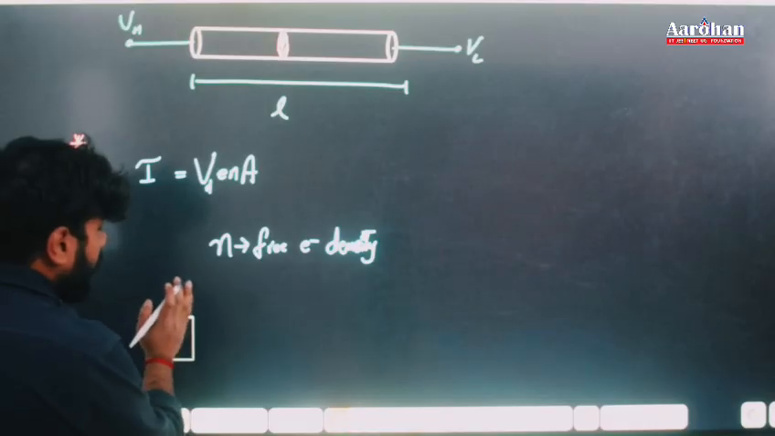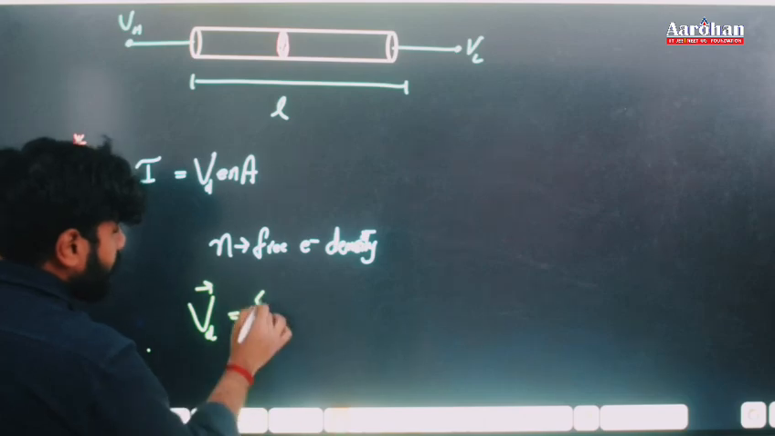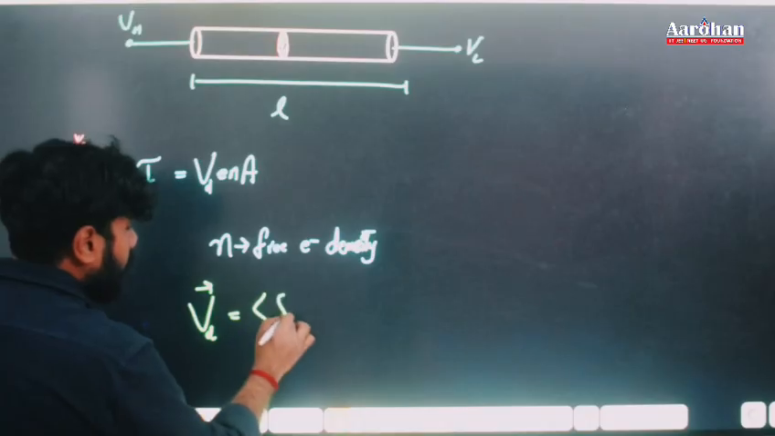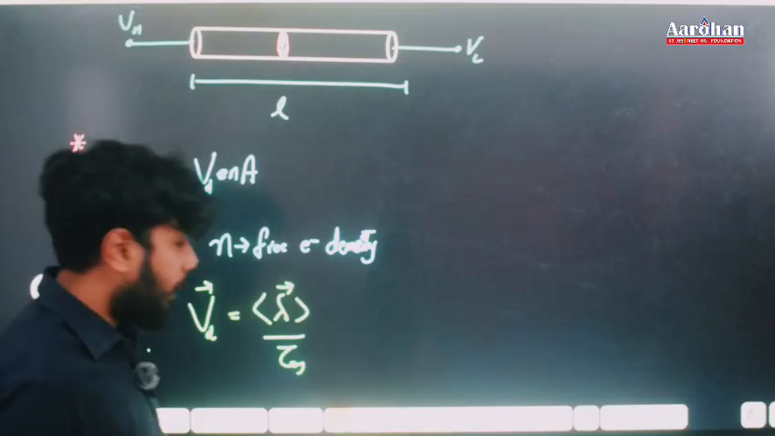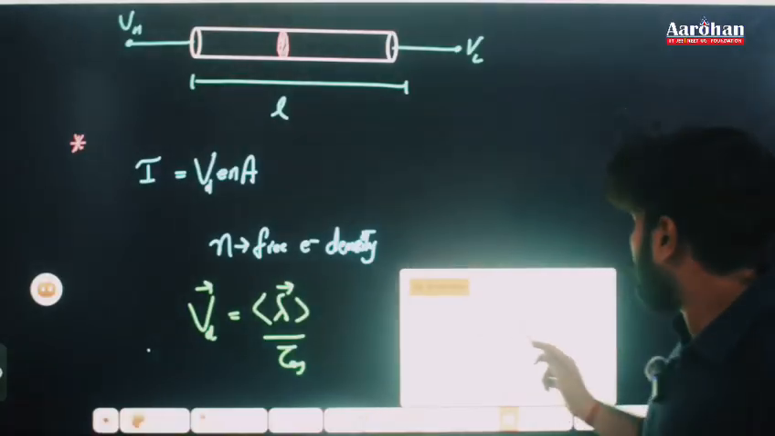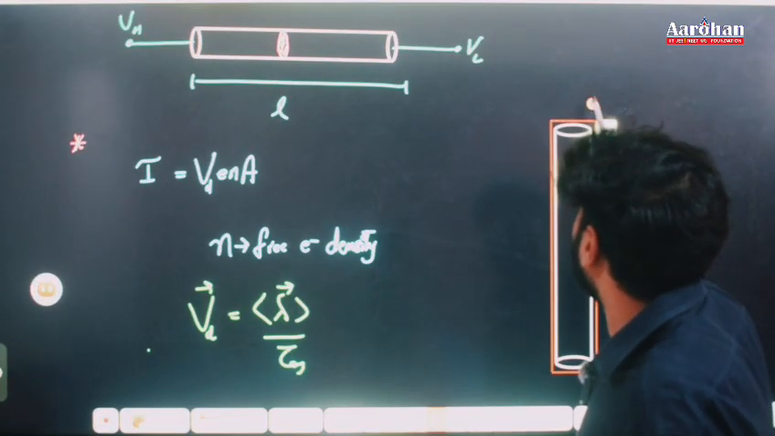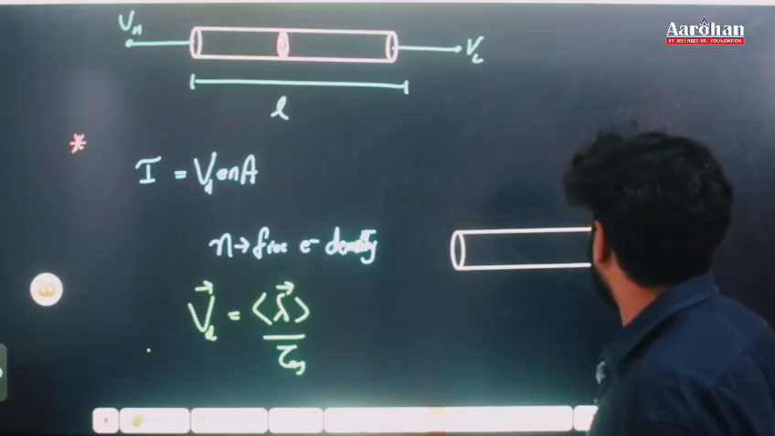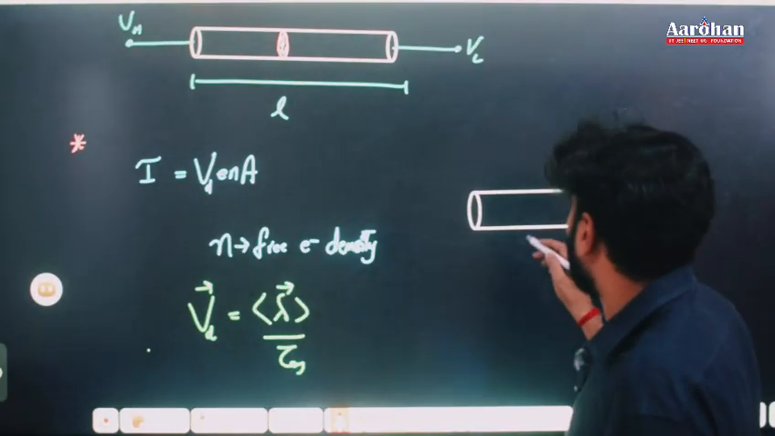One formula was drift velocity equals mean free path by average relaxation time. If you remember what was average relaxation time and mean free path, I will give you a little bit of recap, because we haven't been so frequent after the last class. So I will give you the quick idea of what was average relaxation time. Do you remember that in a conductor you will have what?